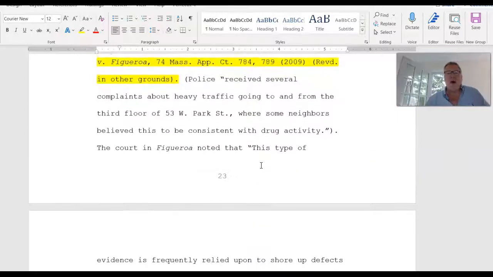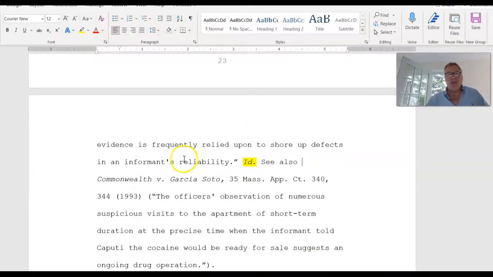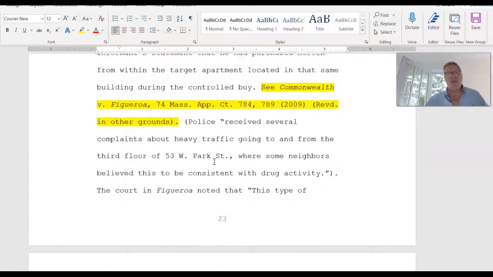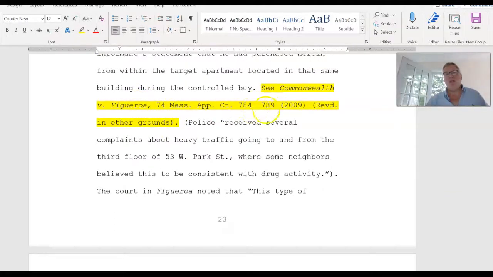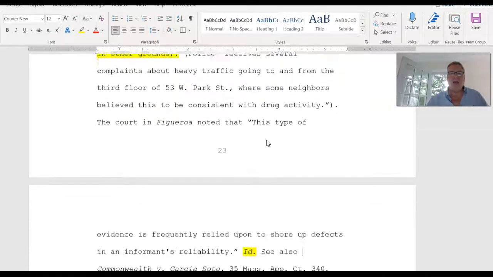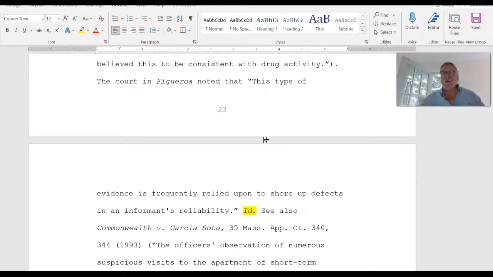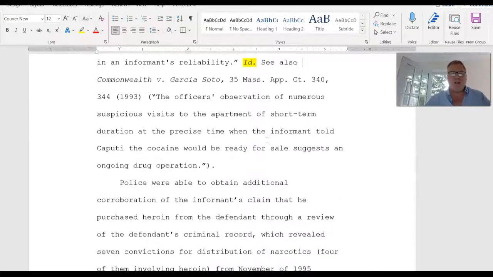Now, what if this next quote I had here wasn't on 789? What if it was on 790? A different page this quote occurred on. I would put, in that case, id at 790. That tells the reader I am referring back to the immediately preceding case, Figueroa, and I'm referring the reader to page 790, not 789. Okay, so that's the first rule. We always use id when we are referring to a case in the immediately preceding sentence or citation.